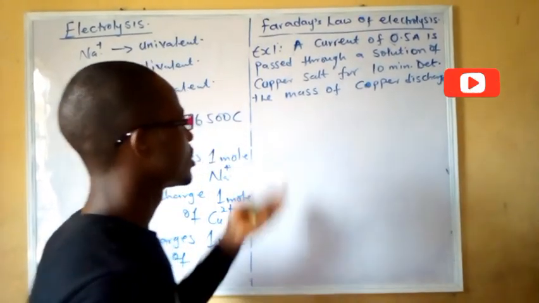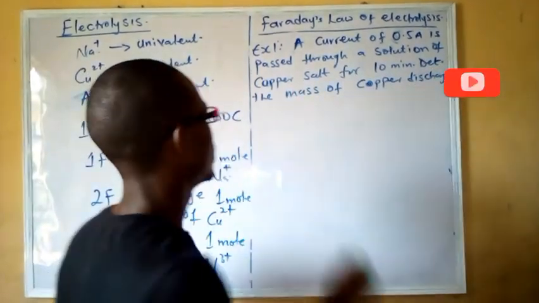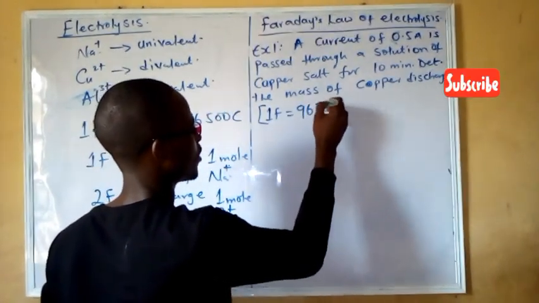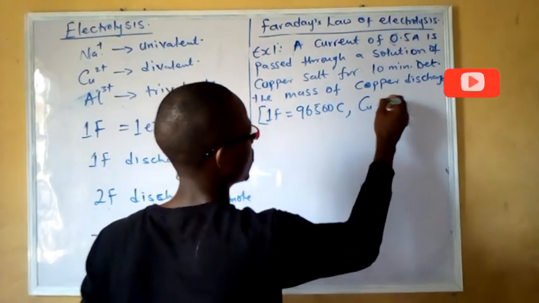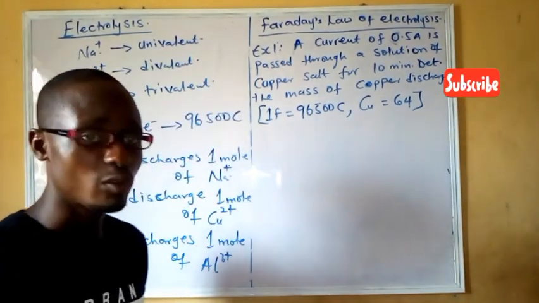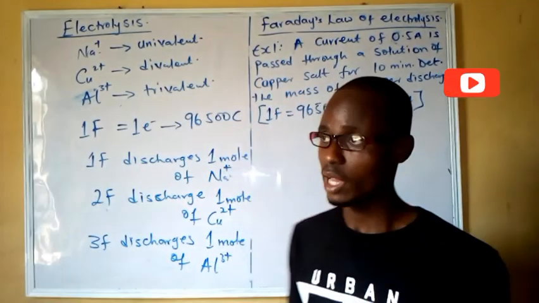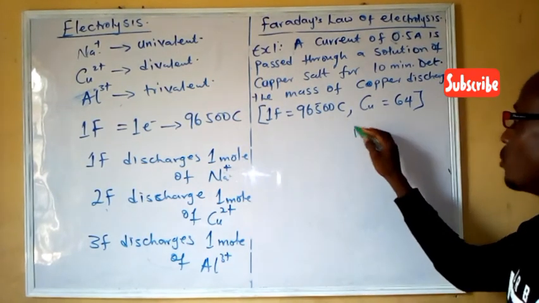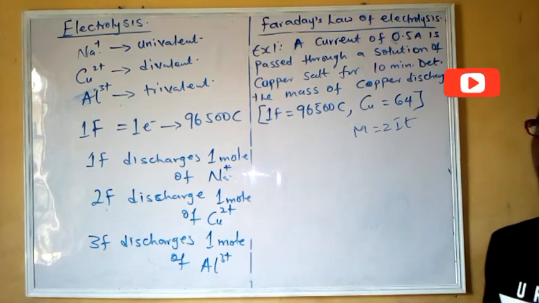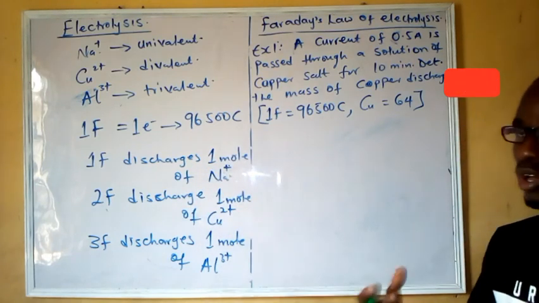Good. We know that a current of 0.5 ampere is passed through a solution of copper salt for 10 minutes. We are supposed to be given the additional information that 1 Faraday equals 96,500 coulomb, and the mass of copper is 64. To calculate the mass of copper deposited, provided we know the electrochemical equivalence of copper, we can use M equals ZIT. But in the absence of the electrochemical equivalence, which is not given in the question, we can use the other method with respect to Faraday's second law and first law altogether.